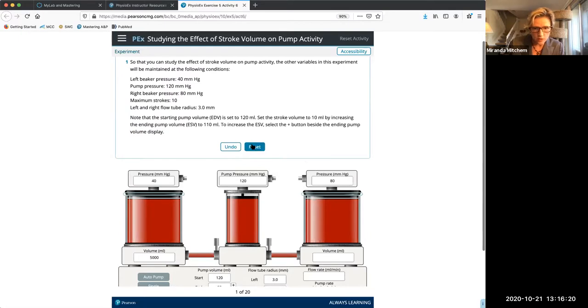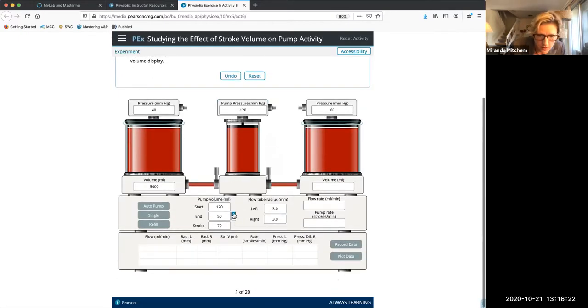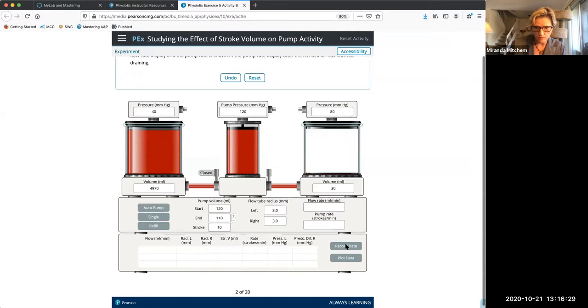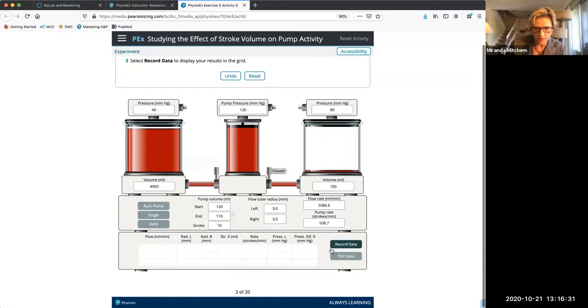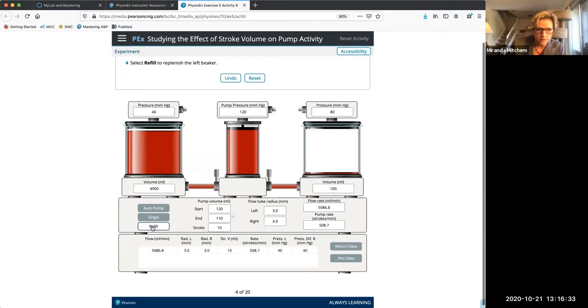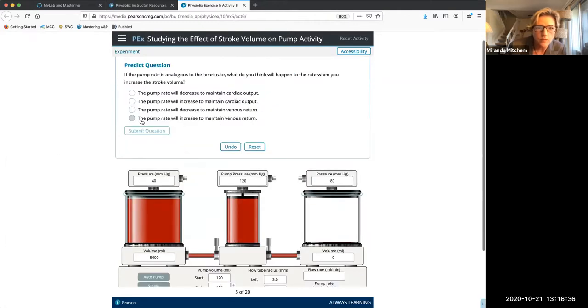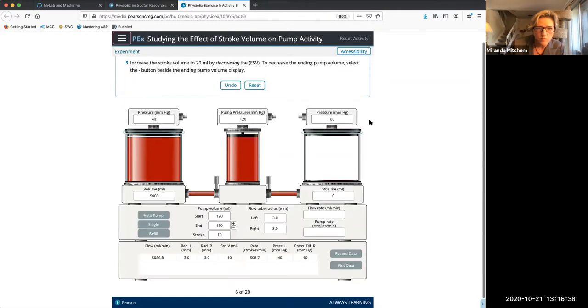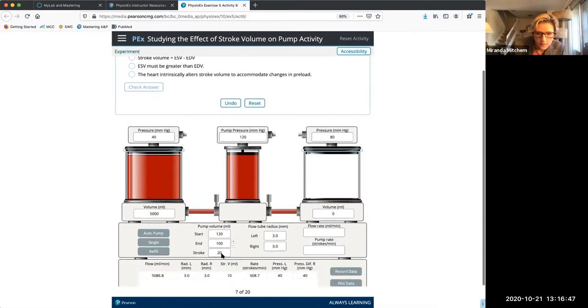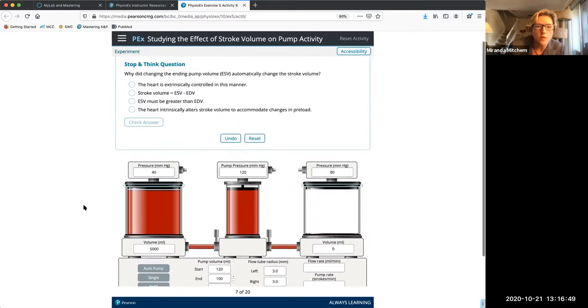Oh my gosh. Sorry, guys. I'm just repeating it because I hit the wrong button. Okay, increase the stroke volume to 20. We did this too by decreasing the end. So we're at 20. Okay. Why did changing the end pump volume? We already did this too.